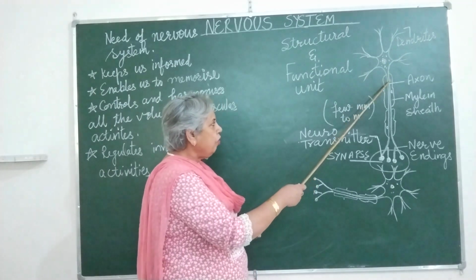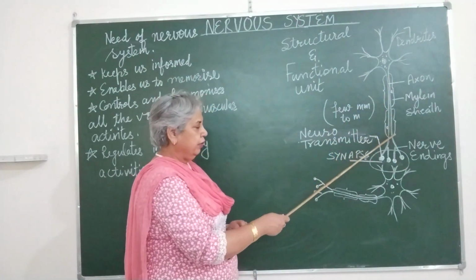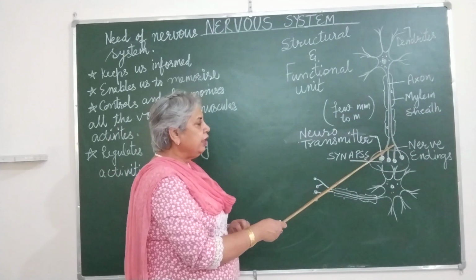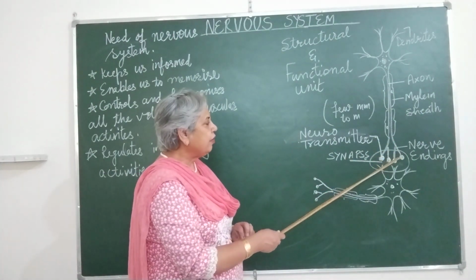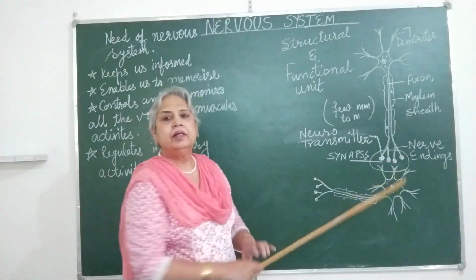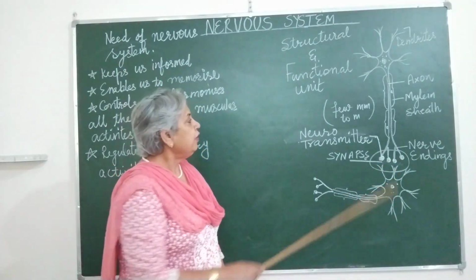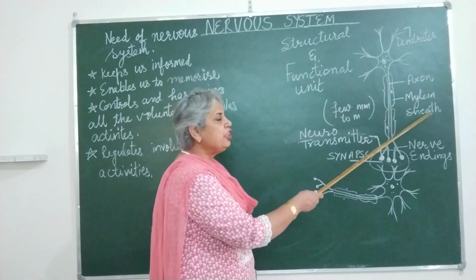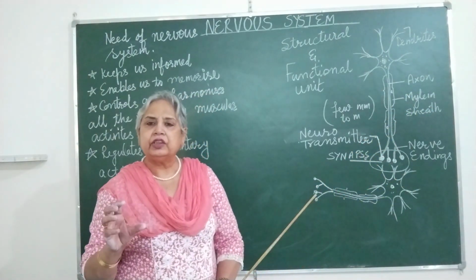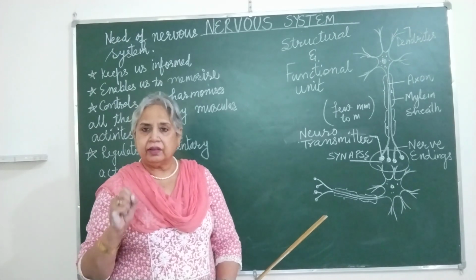Then there is a long part axon which terminates into nerve endings, and at the base of the nerve endings are these bulb-like structures. Now this axon is covered with a myelin sheath. Its function is to insulate, right?